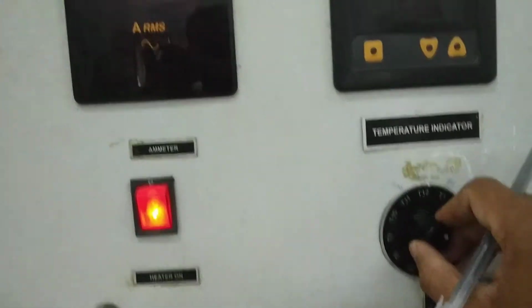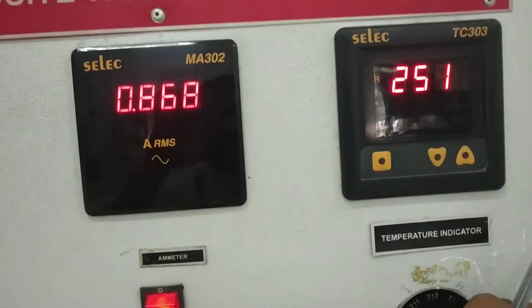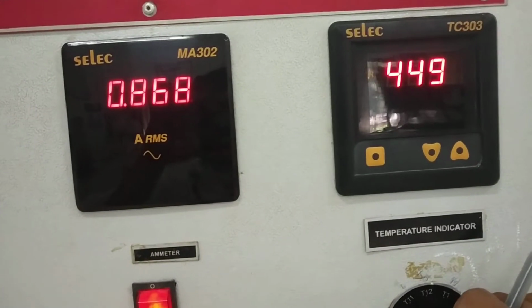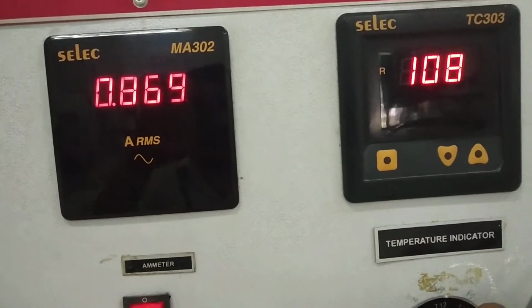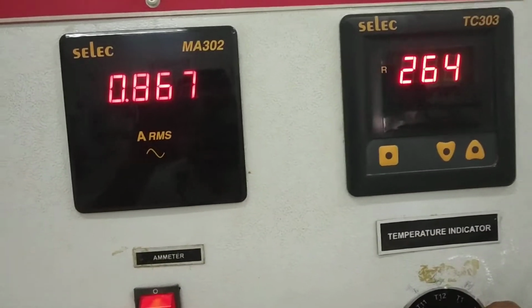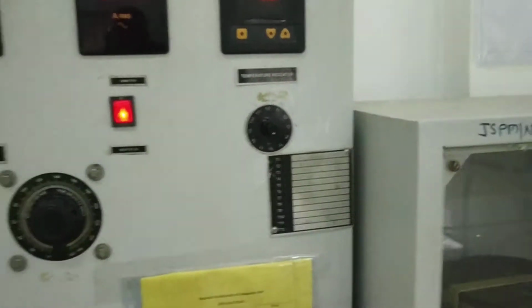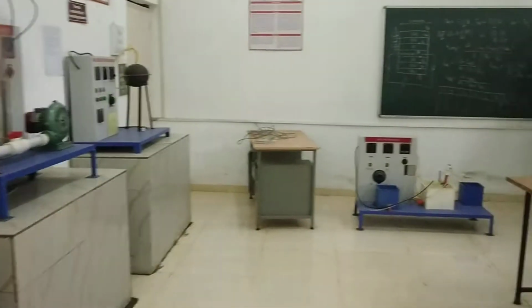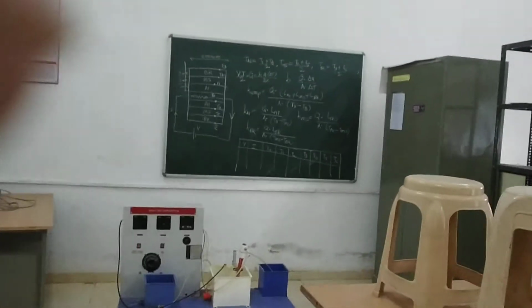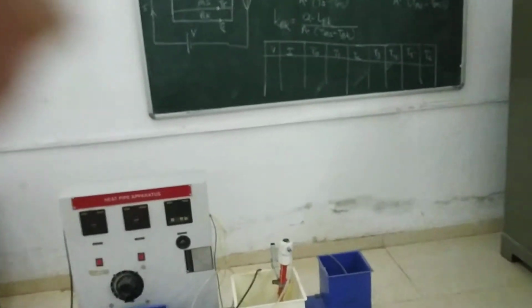See, I am rotating this. The temperatures will change. You have to wait here for some time, because the temperature will not show suddenly. You have to wait here for some time like this. Then you will get the different temperatures, and put those temperature values in this observation table.